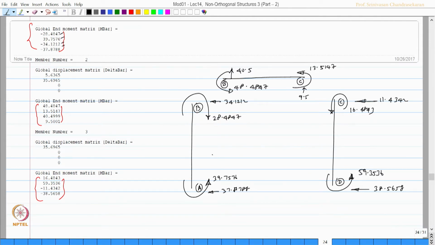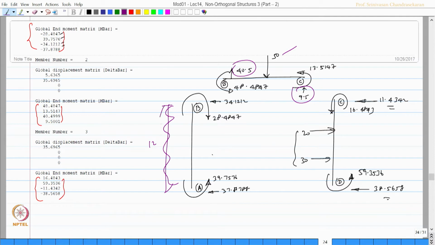Just for the check, the load applied here is 20 and 30, you know these two will amount to 50. Similarly, the load applied here was 50, these two amount to 50. The load applied here was 12 for a length of 6 meters, 72. So, these two will amount to 72.